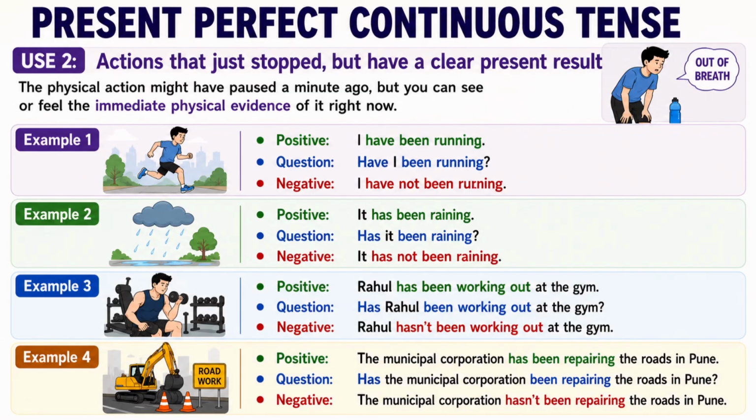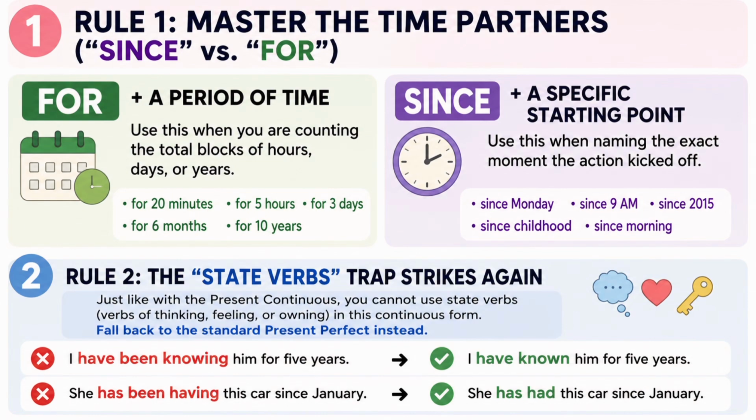Example 4. Positive. The municipal corporation has been repairing the roads in Pune. Question. Has the municipal corporation been repairing the roads in Pune? Negative. The municipal corporation hasn't been repairing the roads in Pune. Now let's learn some important rules.